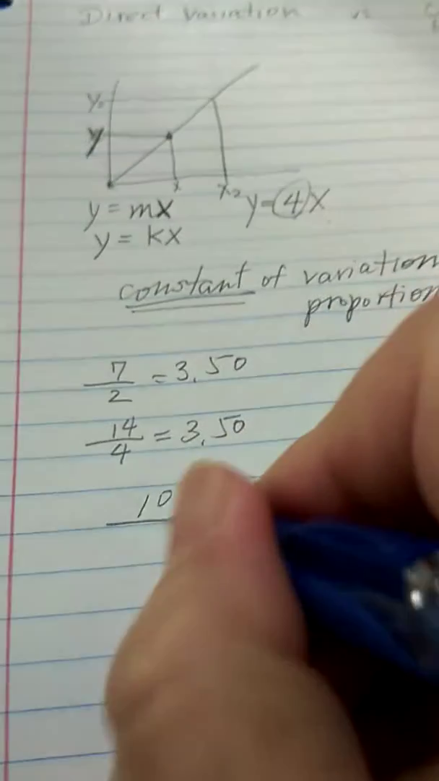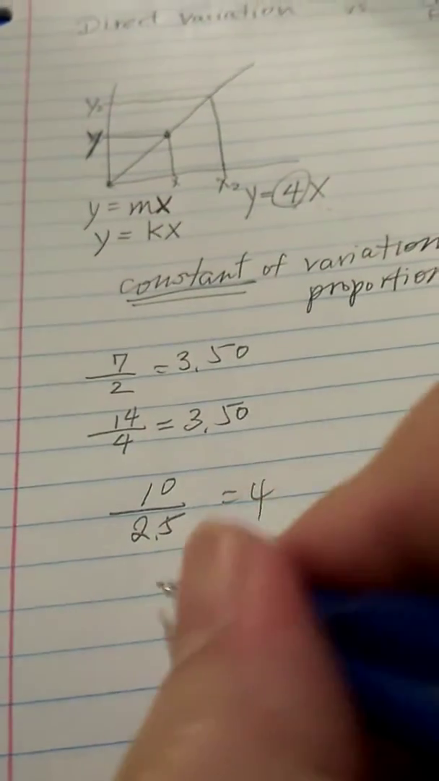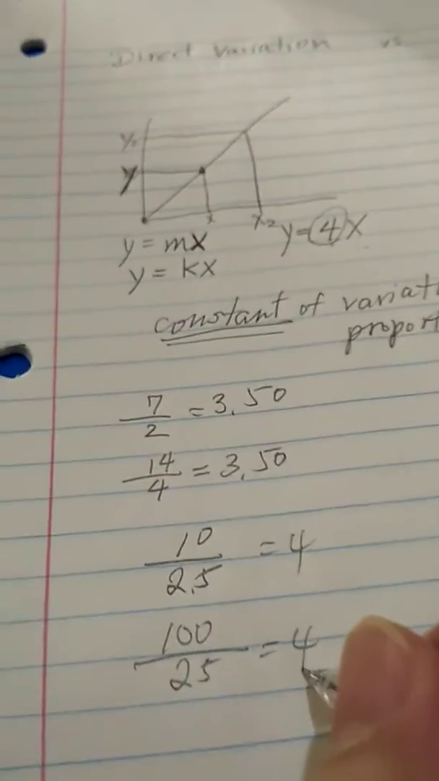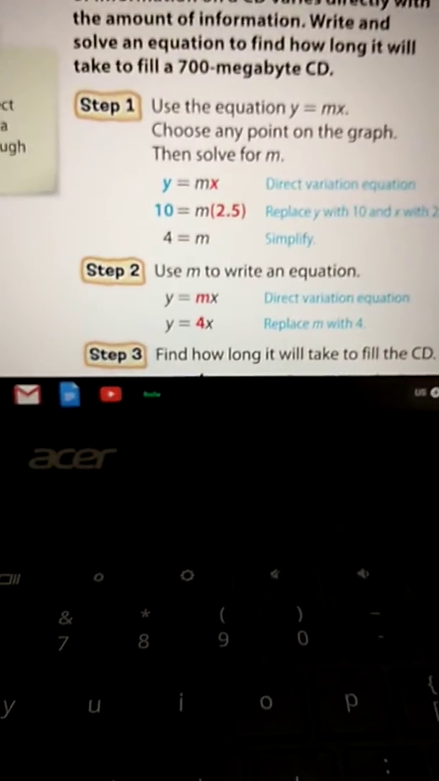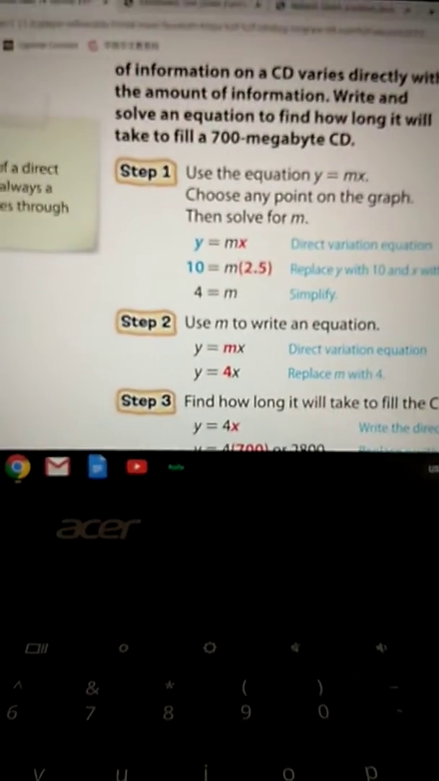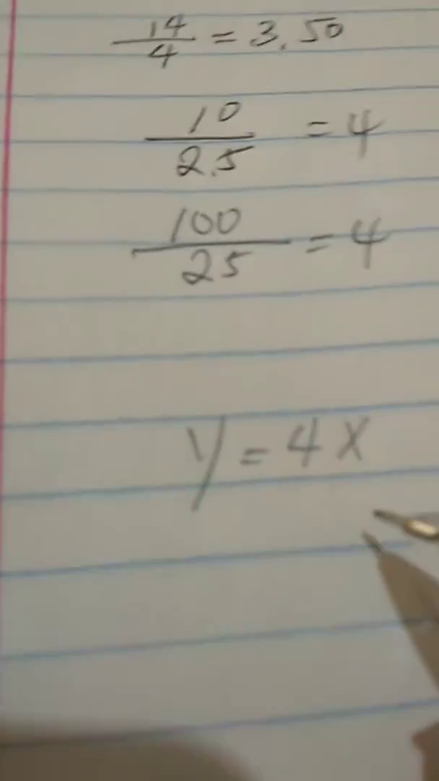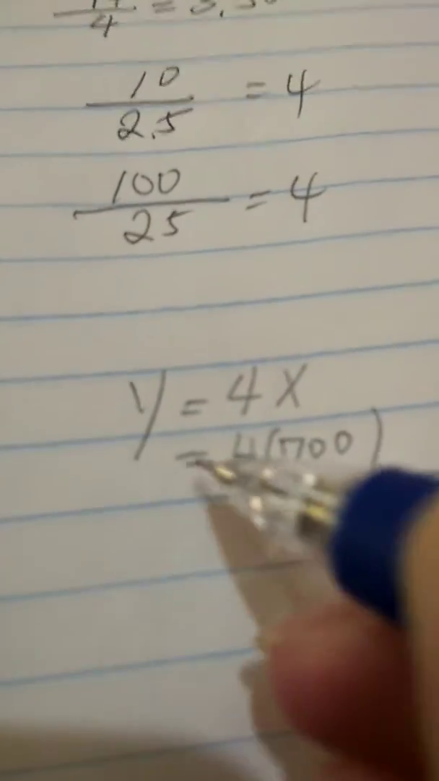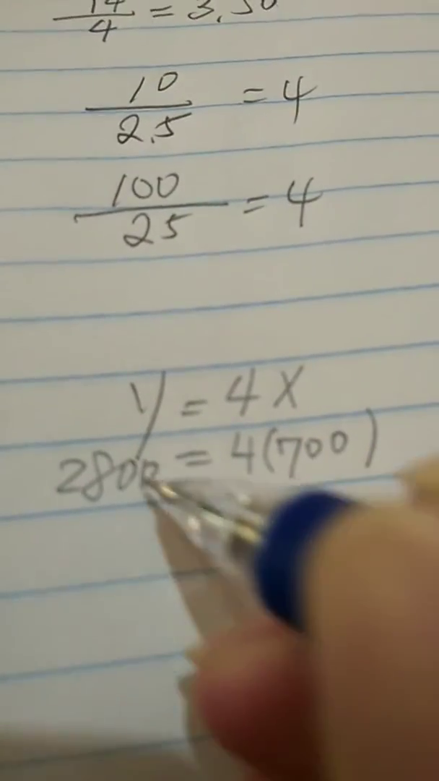Well, 10 divided by 2.5 is 4. 100 divided by 25 is also 4. So your constant is 4. That means it takes 4 seconds to burn 1 megabyte of information. And if they ask how long it will take to fill a 700 megabyte CD, you just say y is equal to 4x. And if x is 700 megabytes, you multiply that by the 4. This will give you the answer, 2,800 seconds.